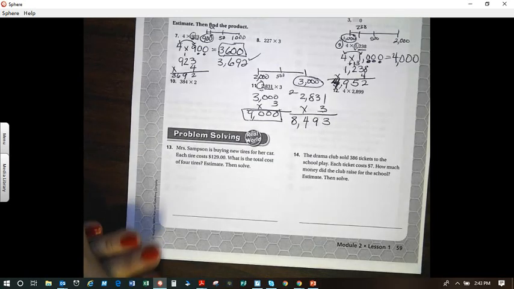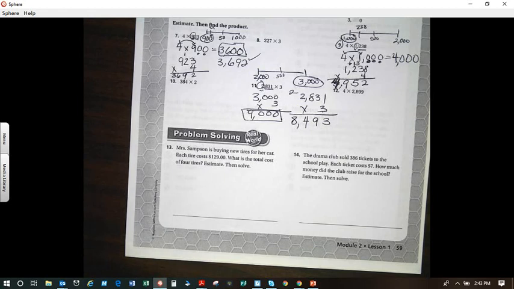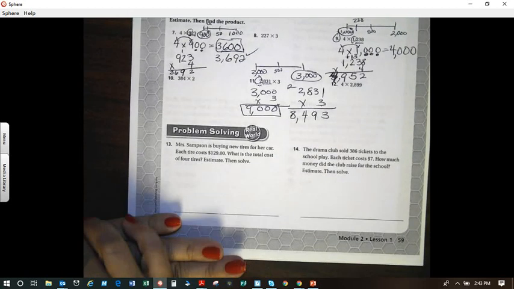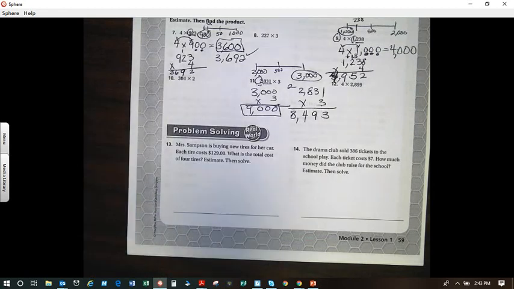Looking at number 13, Mrs. Sampson is buying new tires. Oh, there we go again. We were just talking about tires at lunch today. And people don't usually buy tires, but they usually repair them. So, and because they're not getting fully changed all the time, or accidents are apt to happen.